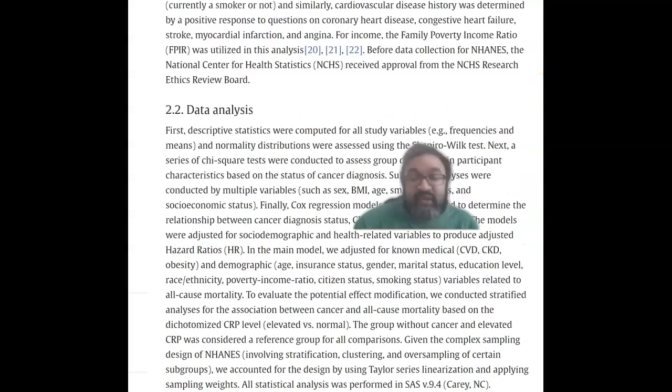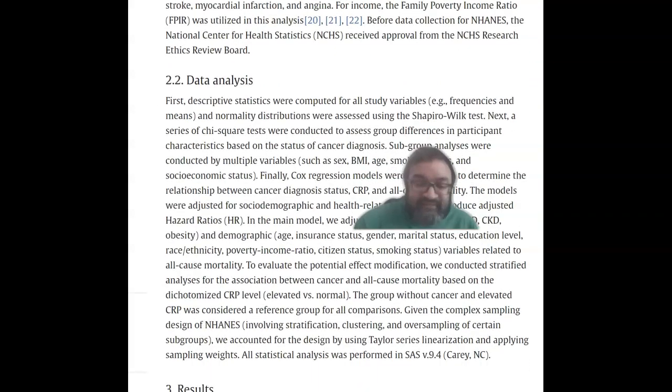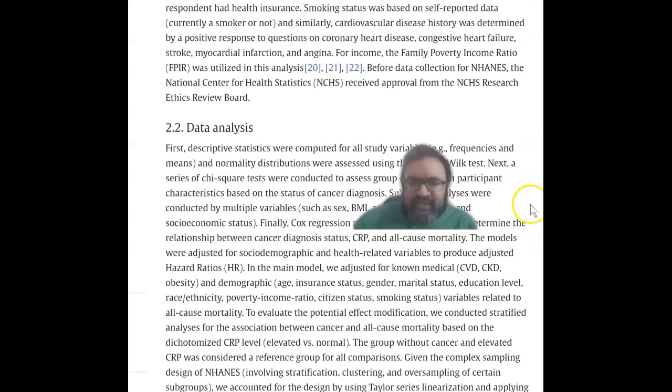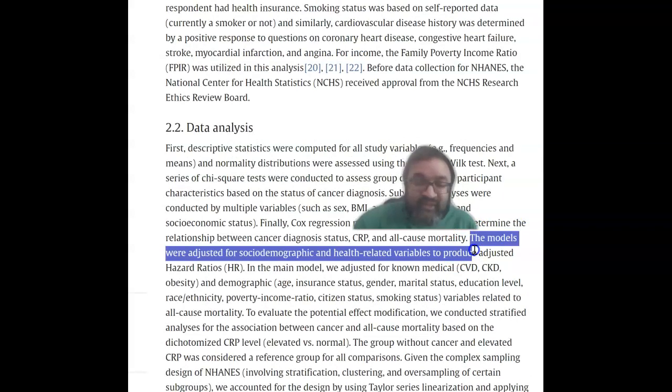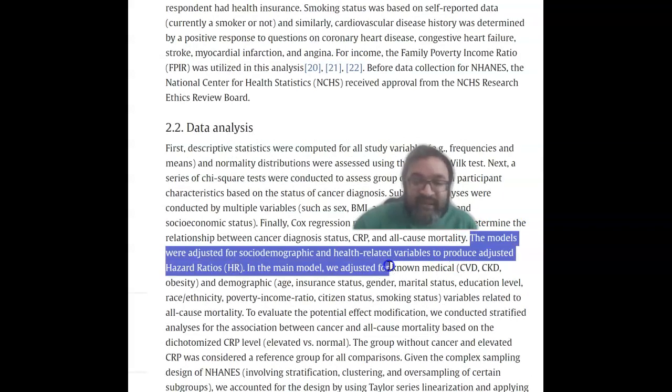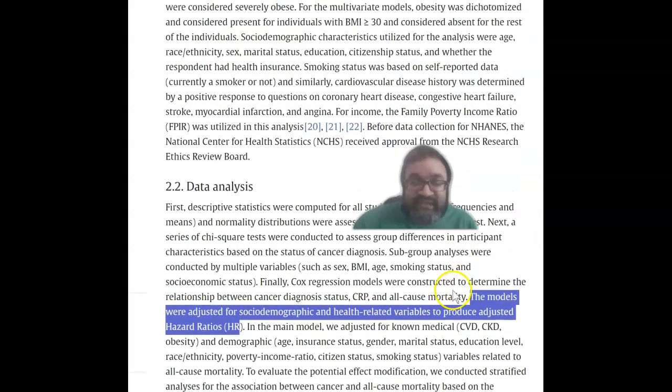So then you want to describe your data analysis. And this is actually going into, right here, I want to show you the models. This is where it is. The models were adjusted for socioeconomic status and health-related variables to produce adjusted hazard ratios. And again, what type of statistical test was used? Well, as it says here, Cox regression.